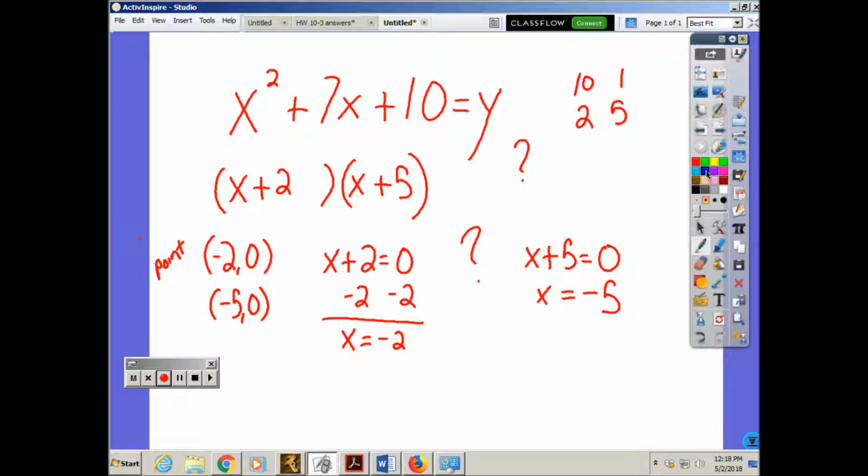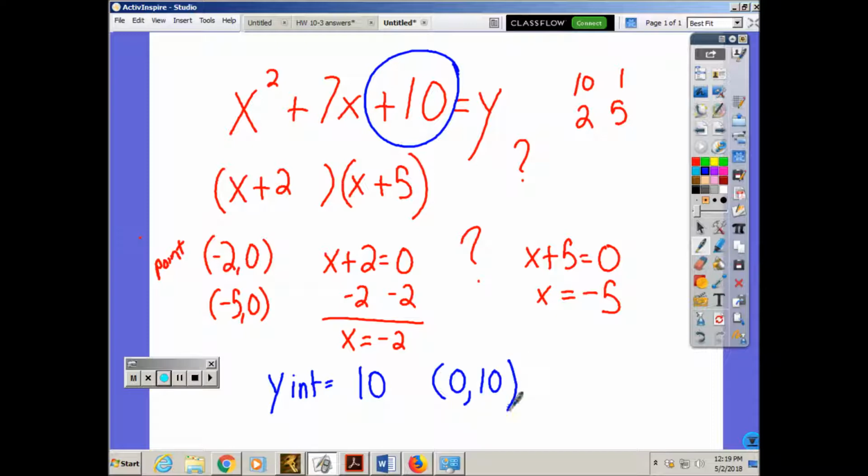This is why I said everybody should have gotten at least 20 points on this test. Because the y-intercept is your C value. It's the number with no letters. So the y-intercept is 10. But remember, that's a point. It's on the y-axis. Anything on the y-axis has an x value of 0, a y value of 10.